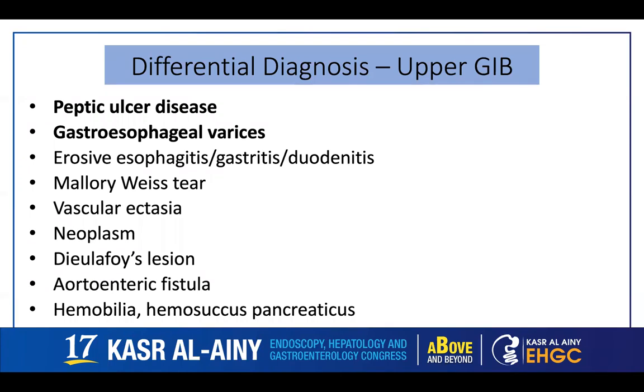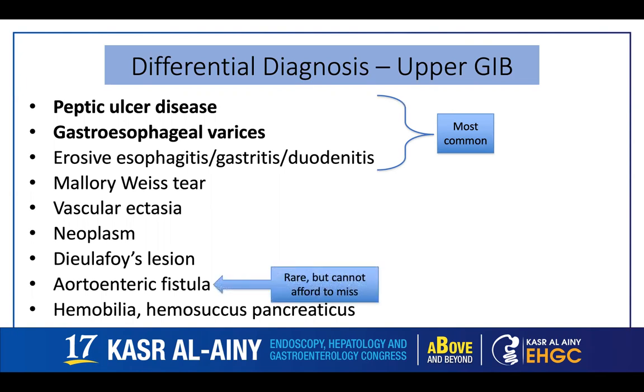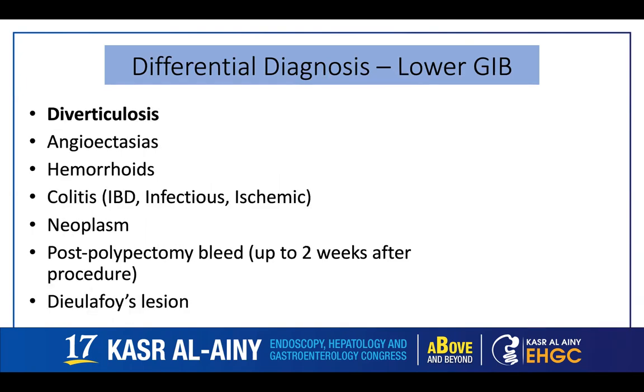So what are the causes of upper GI bleeding? The most important causes are peptic ulcer disease, varices, gastroesophageal varices, erosive esophagitis, gastritis, duodenitis, while there are different other causes for upper GI bleeding. We should take care about the aortoenteric fistula, which is the hidden cause. We should put it in our mind.